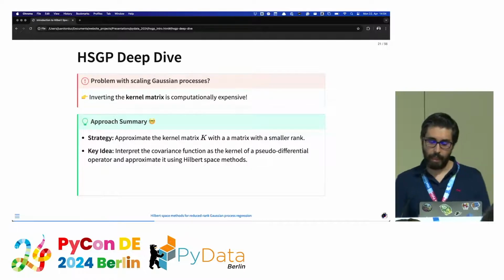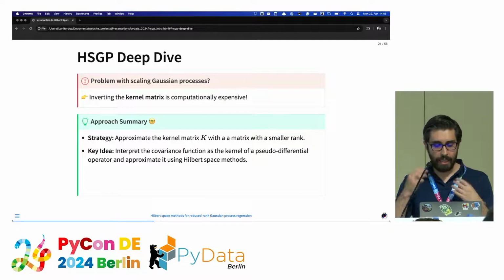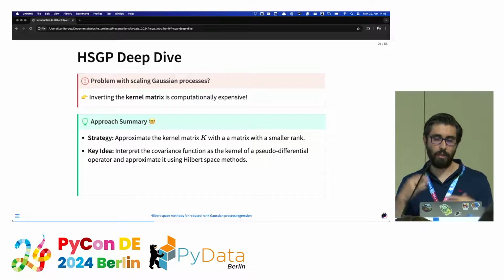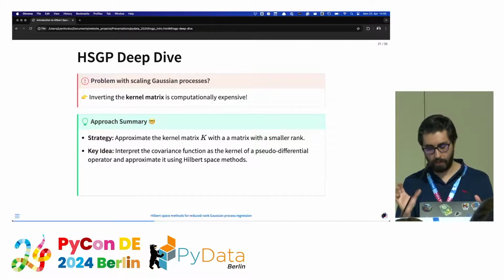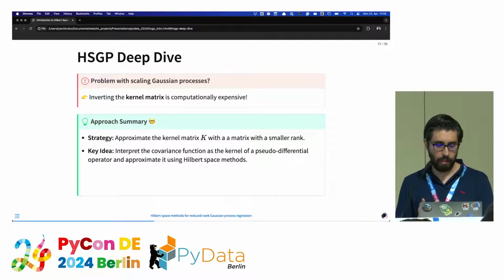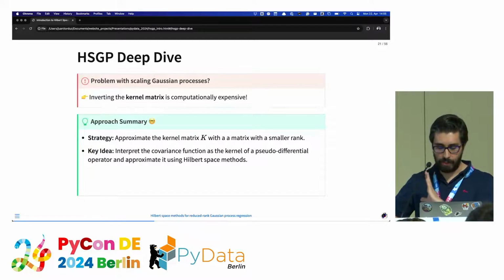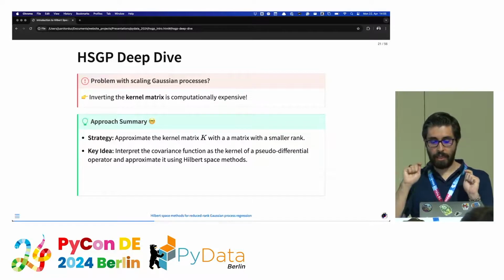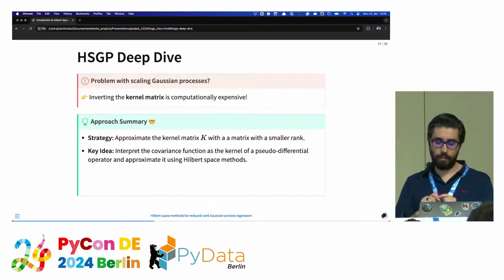And here I need to also have a disclaimer. I like the ideas behind it, because it connects various fields. So this is going to sound a bit weird, but we'll try to make this more tangible. The whole point is, and this is why we're talking about Hilbert spaces, that there's a way of interpreting the kernel as linking that to a certain differential operator.